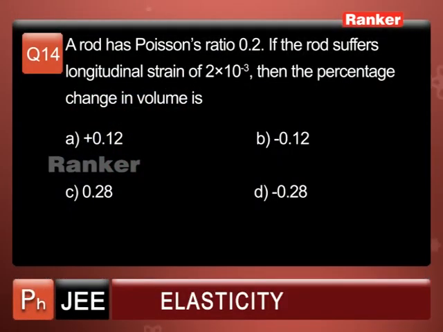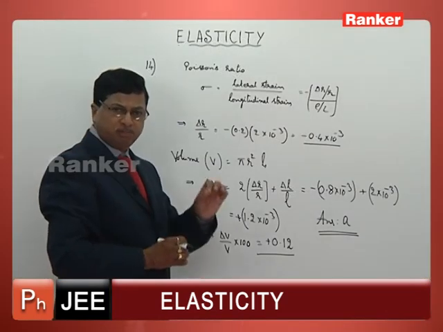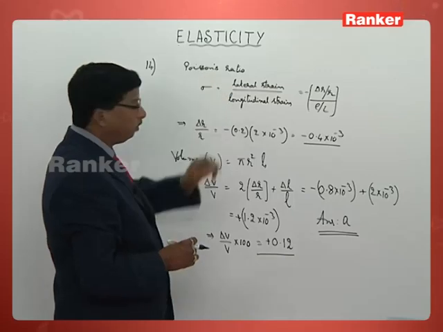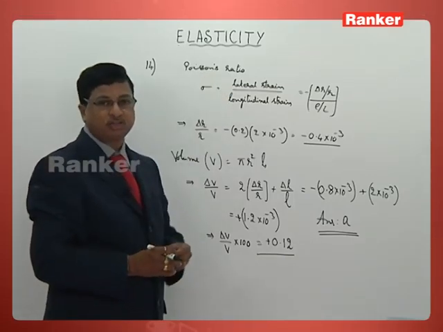And this value is exactly the first option provided to us. Therefore, we can say the correct answer for this one is A. That is the question which has been given as problem 14. One of the best questions as far as Poisson's ratio is concerned.